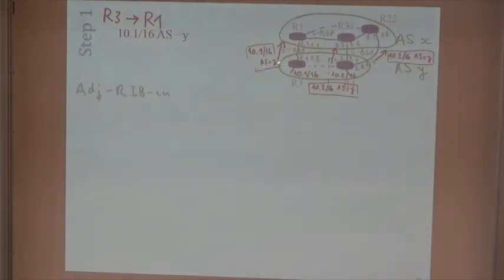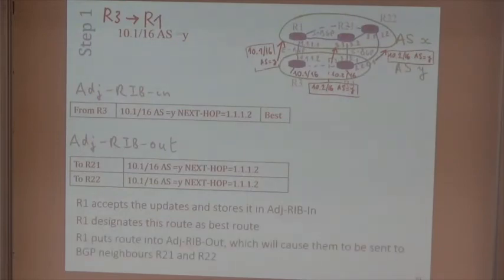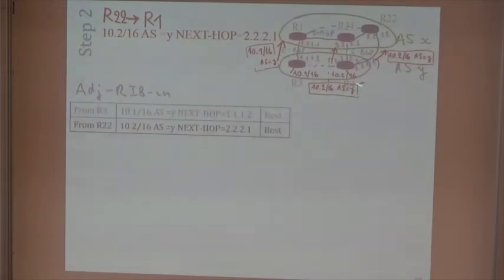So first, when R1 receives this information, 10.1, it keeps it because it's the best, and the next hop, observe, is this one. And it will inform its two BGP neighbors inside the domain of this new information. It will send to R21 and R22 the information that this prefix is reachable here, assuming everything is accepted, policy is not filtering out any of those advertisements.